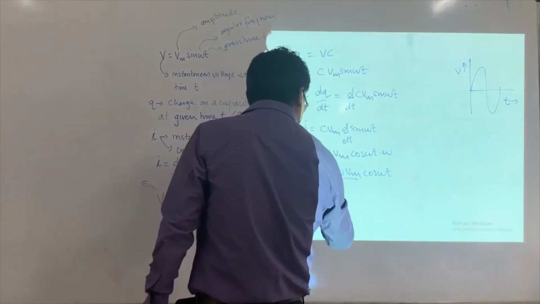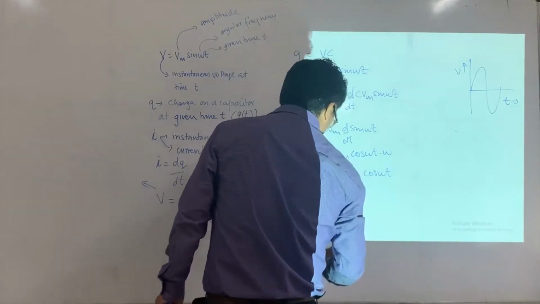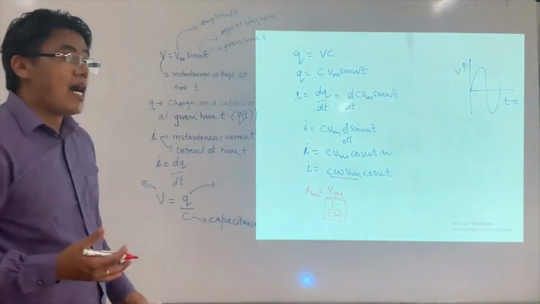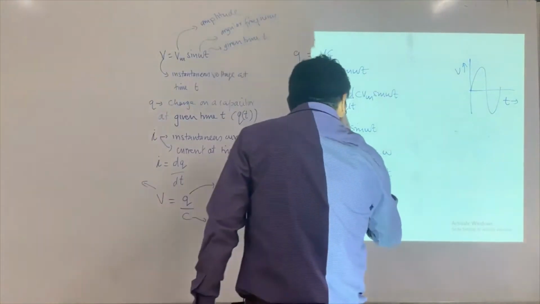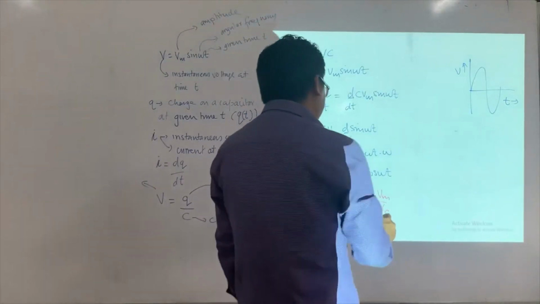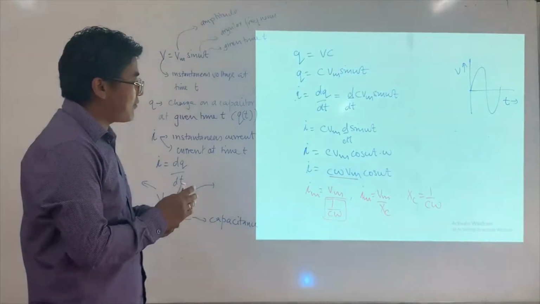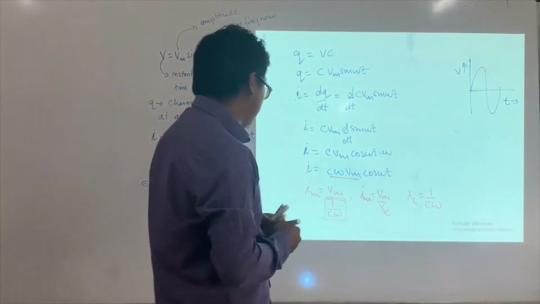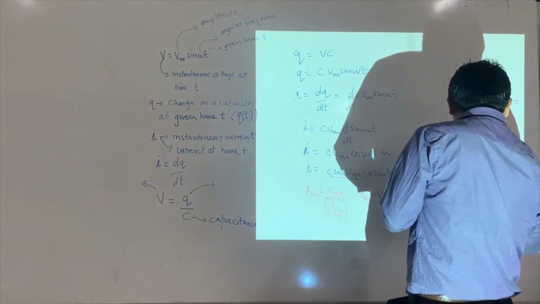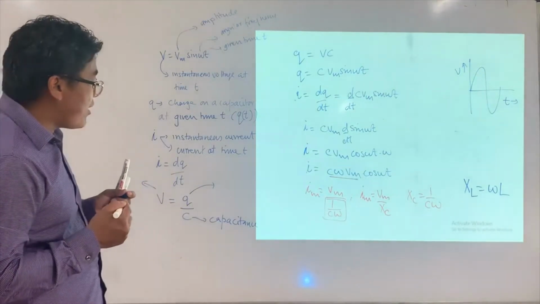Now I would like to rewrite this, saying that Im is equal to Vm divided by 1 by C omega, whatever, right? So that means this represents a capacitive reactance, right? Xc is capacitive reactance. This is what we have. So unlike inductive reactance, where XL is equal to omega L, this is for capacitive reactance, right? Now Im is equal to Vm divided by Xc.